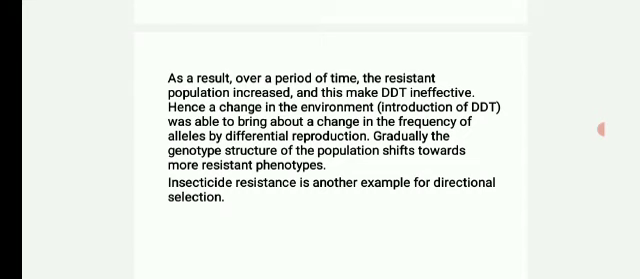Hence, a change in the environment, that is the introduction of DDT, was able to bring about a change in the frequency of alleles by differential reproduction. Gradually, the genotype structure of the population shifts towards more resistant phenotypes. Insecticide resistance is another example of directional selection.